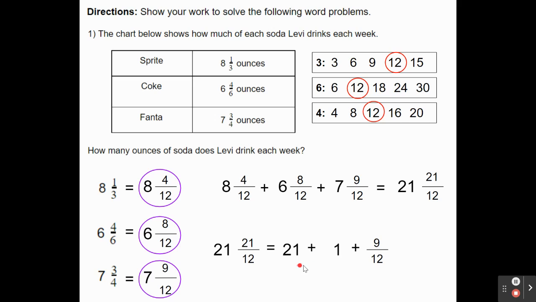Now we can add the whole numbers and fractions. We have 21 plus 1 is 22, plus the 9/12 is 22 and 9/12. So Levi each week drinks 22 and 9/12 ounces of soda.